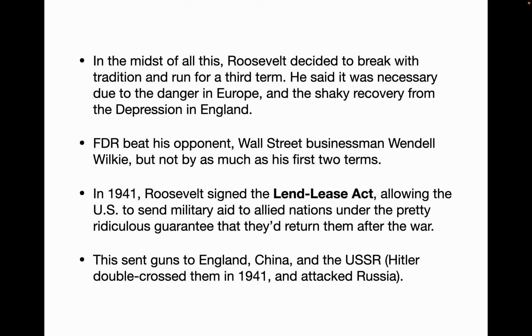So, in the midst of all this, Roosevelt decided to break with tradition, and he broke precedent and ran for a third term for presidency. There was nothing that said he couldn't. It was just that Washington didn't. And so he said, you know what? It's necessary right now because of the growing danger from Europe and the still recovery of depression here in America. Anyway. FDR pretty handily beat Wendell Willkie, who was a Wall Street businessman, but not quite as much as he did the first two. People were kind of like, this is a little weird. We don't do the whole three terms thing here in America.